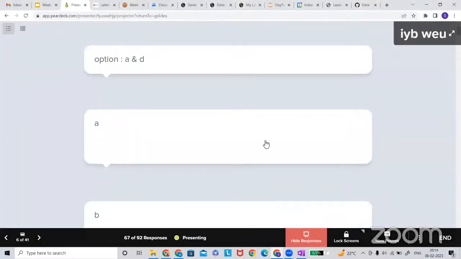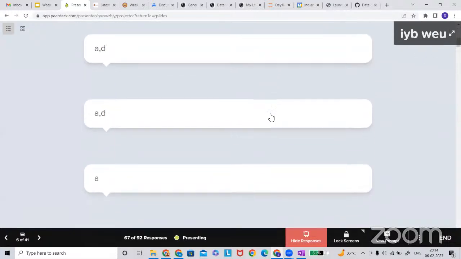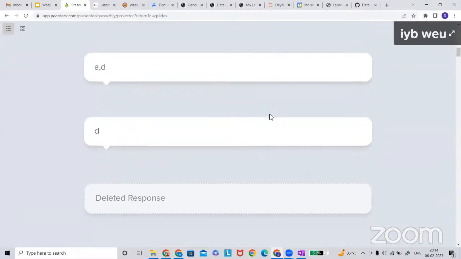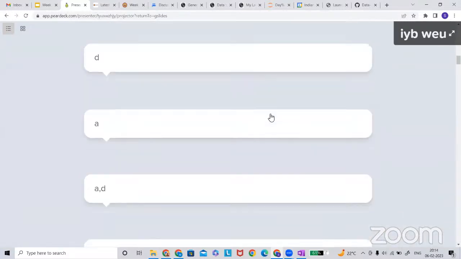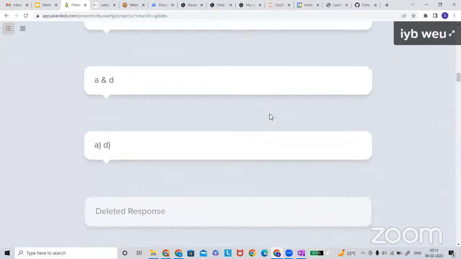Someone's asking, sir, what's the code to join PD? Here is the code, IYB, and no space. There should be no space, WEU, without giving a space. You can just put this code. Already it is here. How to answer? Write A, B, C, D. Yeah, write A, B, C, or D. You need to write any small or capital letter.